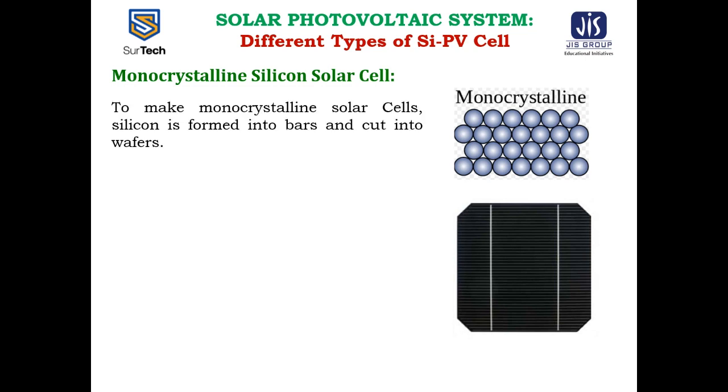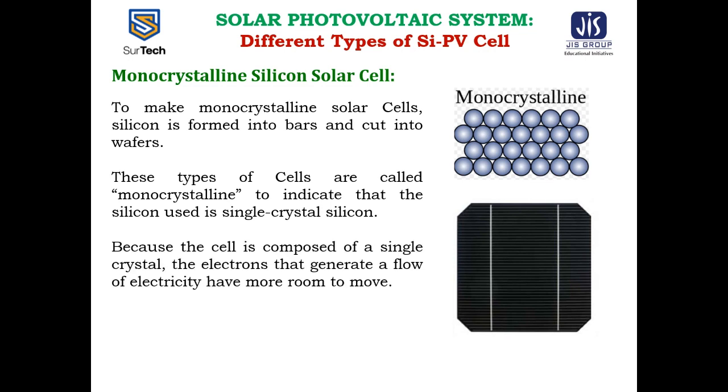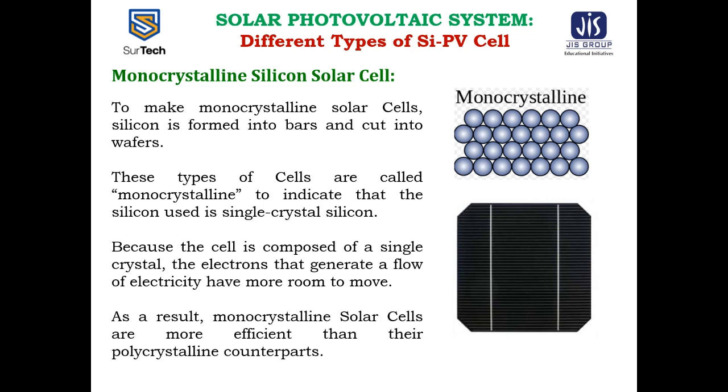To make the monocrystalline solar cell, silicon is formed into bars and cut into wafers. These types of cells are called monocrystalline to indicate that the silicon used is single crystal silicon. Because the cell is composed of a single crystal, the electrons that generate a flow of electricity have more room to move. As a result, the monocrystalline silicon solar cells are more efficient than their polycrystalline counterparts.